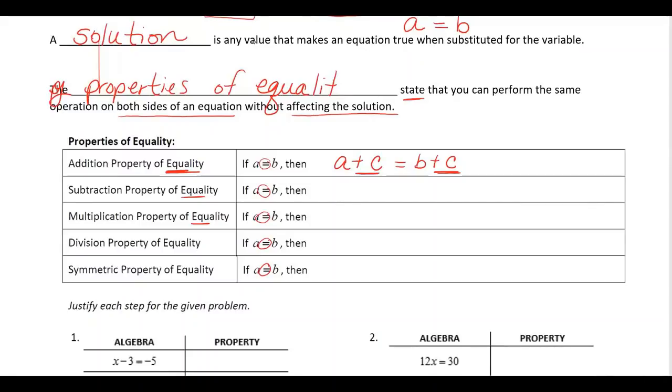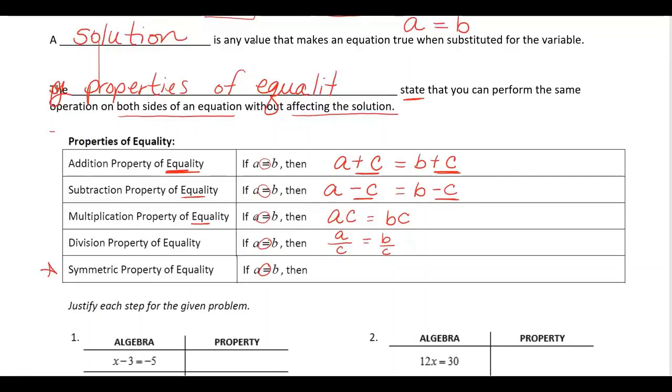The subtraction property of equality. You can take A, subtract C on this side, take B, also subtract C on this side. That does not affect the solution. The multiplication property of equality. You can take A, multiply this side by C, just like you can multiply this side by C. The division property of equality. A divided by C, B divided by C. So you can take each side and do the division property of equality.